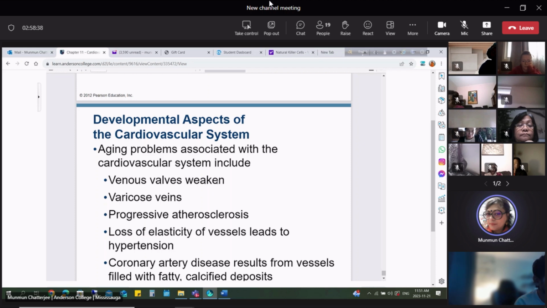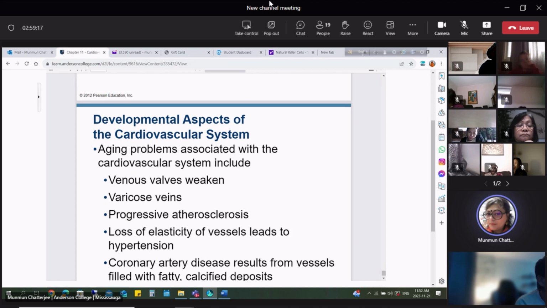So what are the aging problems related to the cardiovascular system? Sometimes the venous valves weaken, and then you can see variation in the blood pressure. With varicose veins, you develop very spidery veins called varicose veins. Progressive atherosclerosis is the deposition or blocking of the arteries due to fat deposition.